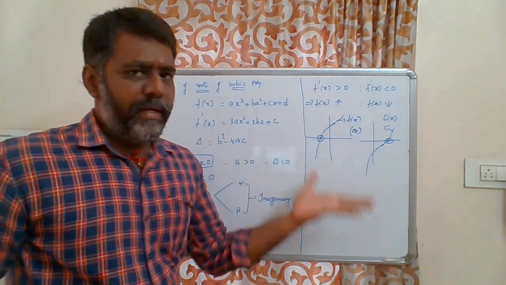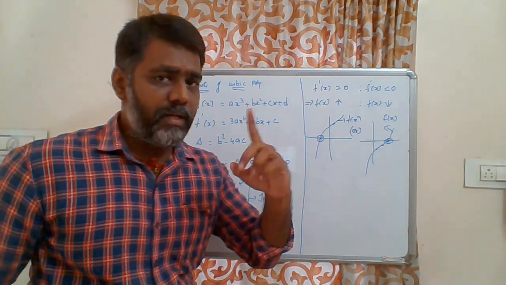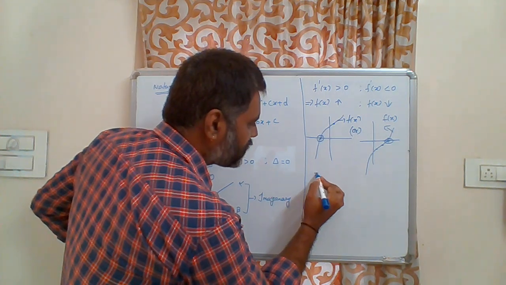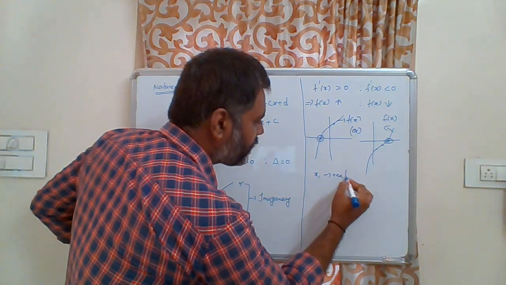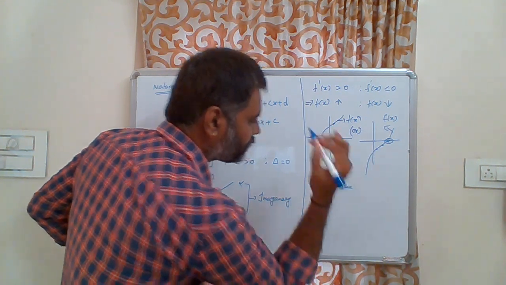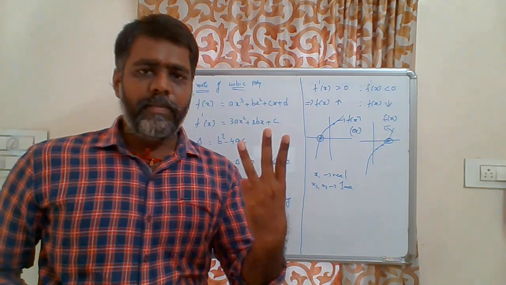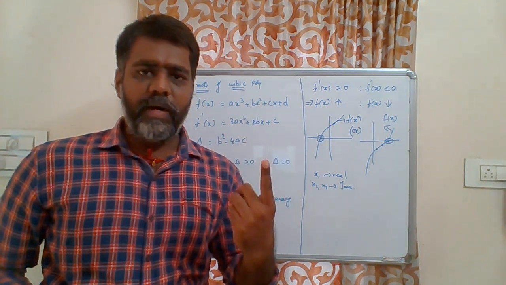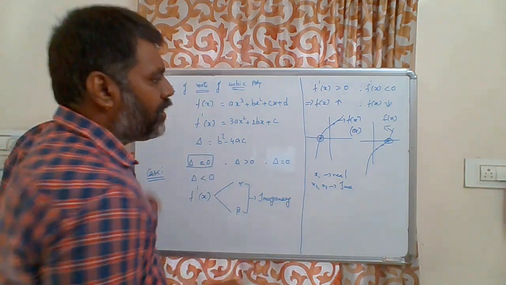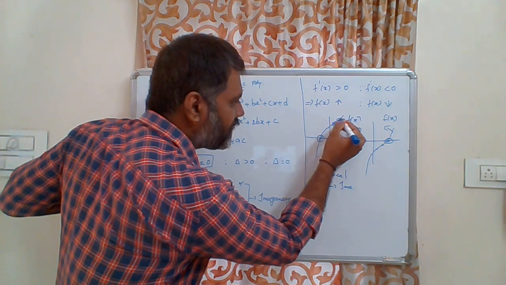Above the x-axis or below the x-axis means those two roots must be imaginary roots, not real roots. So one root can be taken as x1. x1 is a real root and x2, x3 are imaginary roots. So finally, the given function contains three roots. Out of three roots, one is real and the remaining two are imaginary. Next, what about this location, let it be alpha and beta.